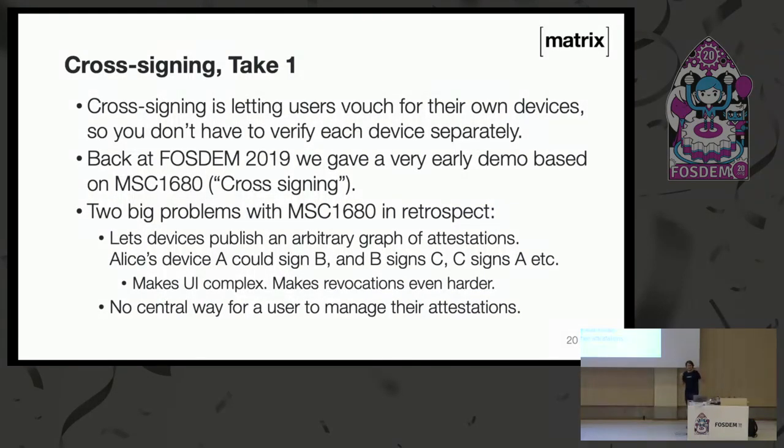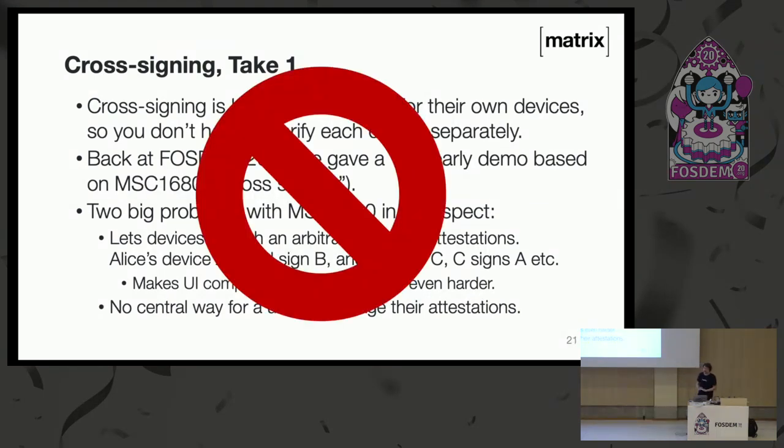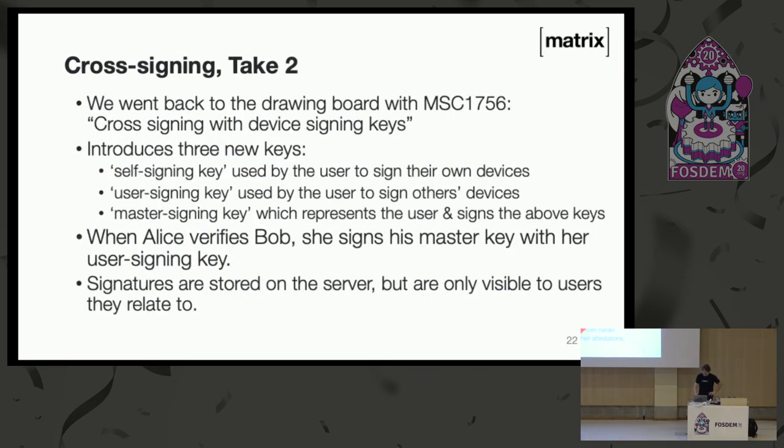However, it suddenly became clear that it was a bit too complicated. Alice's device A could sign her device B, and then her device B could sign C. C signs A, you've got a loop. What happens if B gets lost? You end up kind of with a fragmented net split of trust graph, and what the hell do you do next? Also, there was just no central way for a user as a person to manage that mess, which is basically the same problem. It ends up getting fragmented. So MSC 1680 got retired.